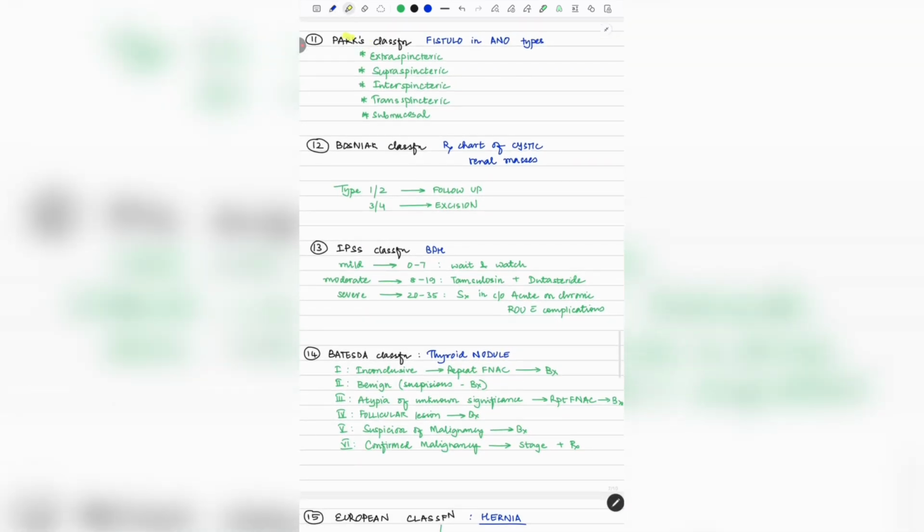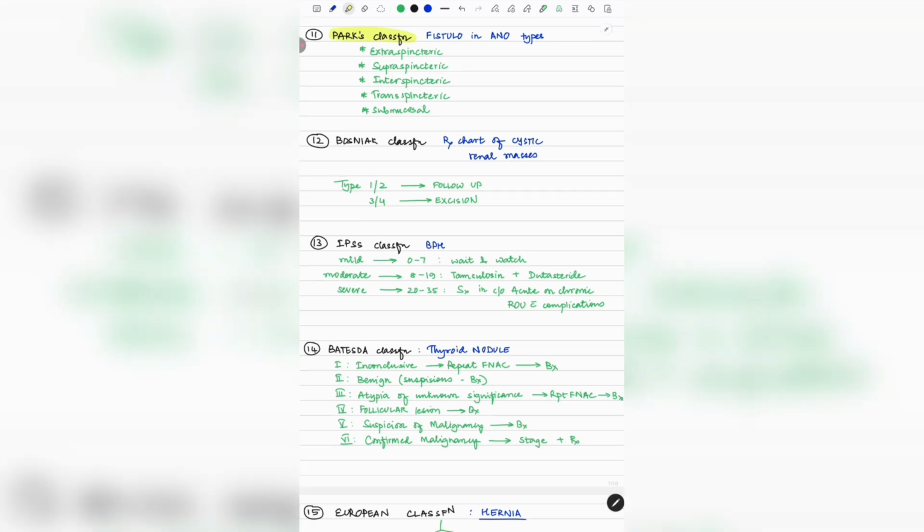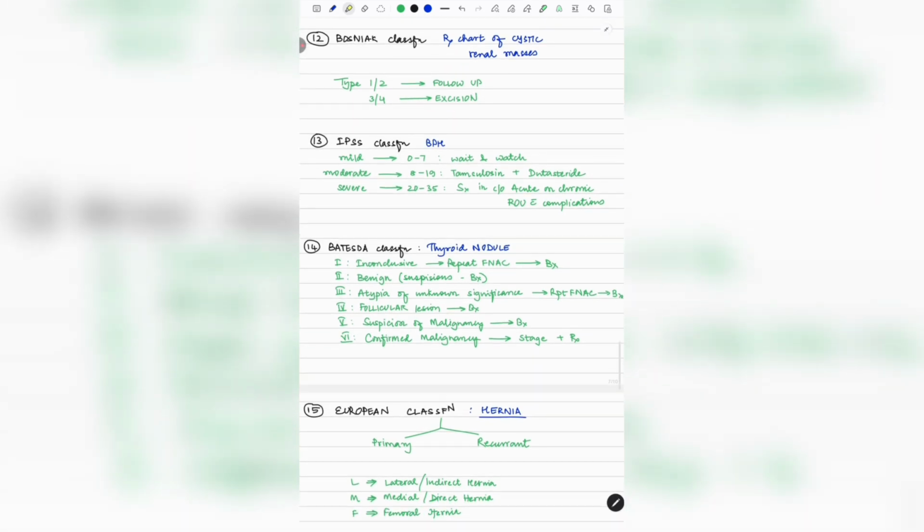Next is Parks classification. In the Parks classification, you're going to see fistula in ano types, where the fistula in ano has occurred, whether it is extrasphincteric or suprasphincteric or intersphincteric or transsphincteric or submucosal, right? That is important. Next is Bosniak classification. What does it tell? It tells about the treatment chart of the cystic renal masses. If it is type 1 and 2, you're going to just do the follow-up. If it is type 3 or 4, you're going to excise that particular renal mass.